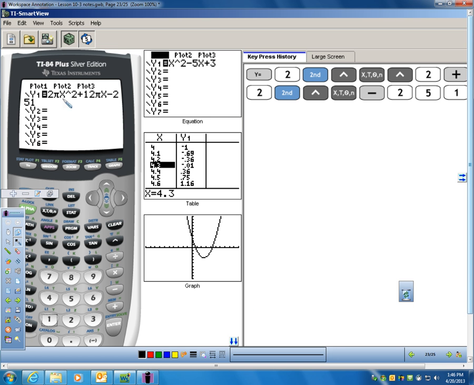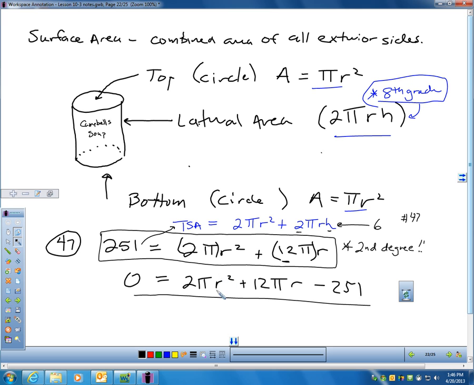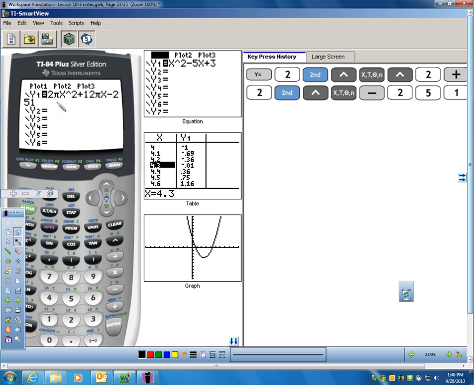2 pi x squared plus 12 pi x minus 251. Now, in our calculator, radius is just the unknown, so I'm using x for my radius. That's my unknown, so I just typed in x instead of r. Doesn't matter what variable I use. Okay, so I'm going to graph this thing.